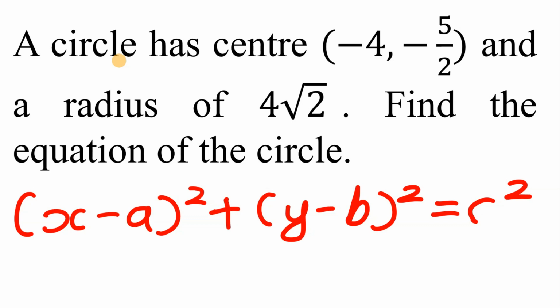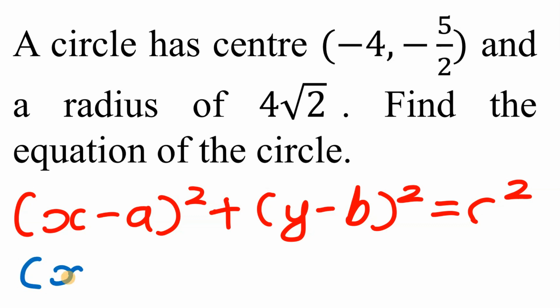Okay, now sometimes it might be the other way round, where you're given the centre and the radius and you need to find the equation in this format here. So a circle has centre (minus 4, minus 5 over 2) and a radius of 4 root 2, and we need to find the equation of the circle here.